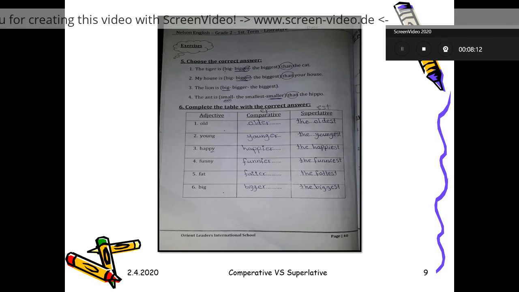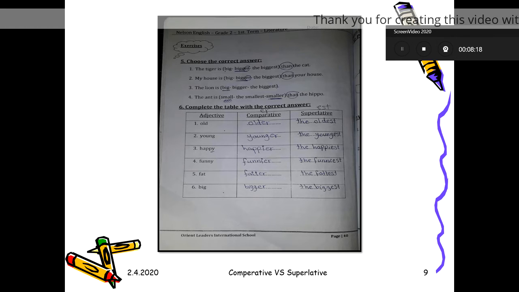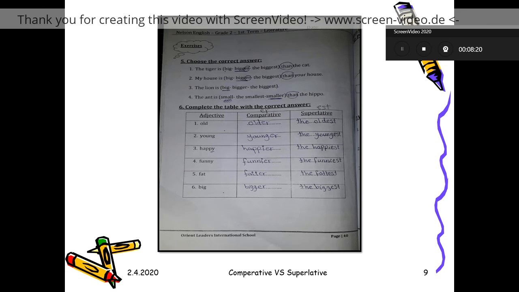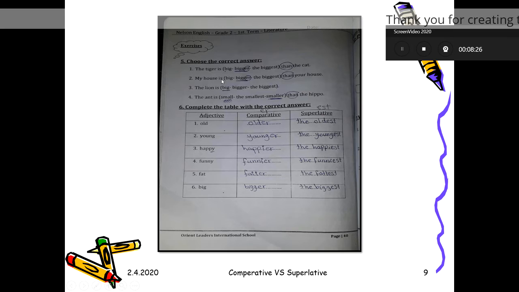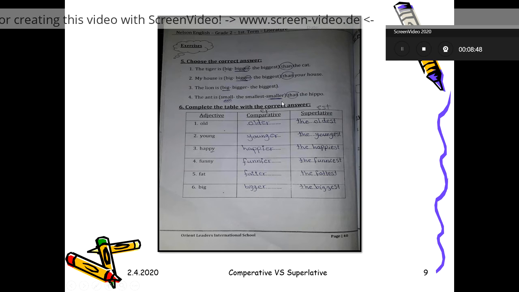It's time for your booklet. Page 40, exercise 5, choose the correct answer. The tiger is, yes, search for the keyword. The password is than. When you see than, we have what? ER, so it will be bigger. My house is, we have the password than, so it will be also what? Bigger. The lion is, oh, we don't have than, and we don't compare between more than two, so it will be only big. The ant is small, if it's only, but we have than, the password than, so it will be smaller, ER.